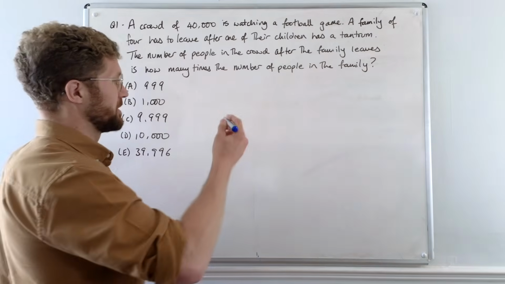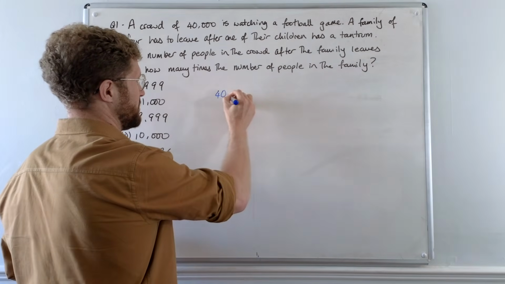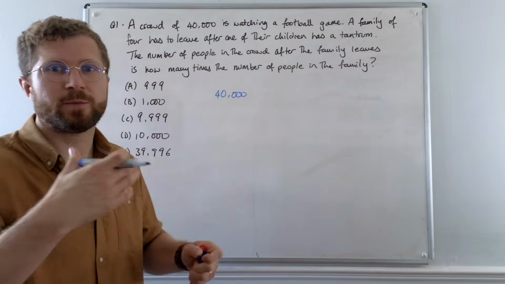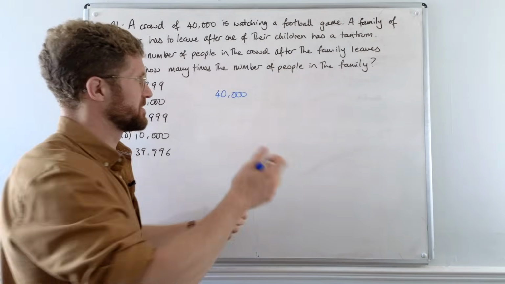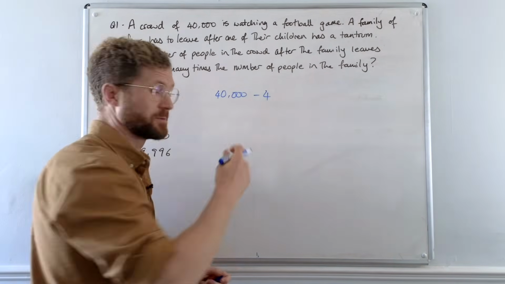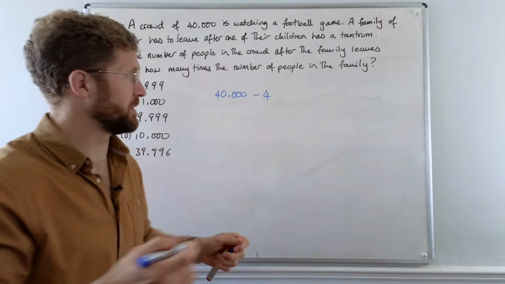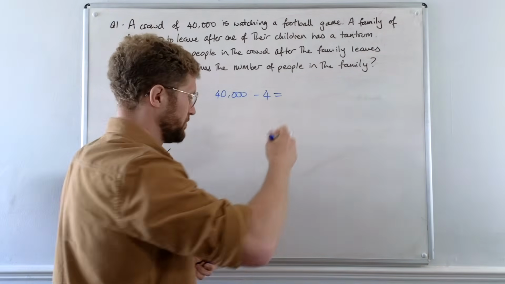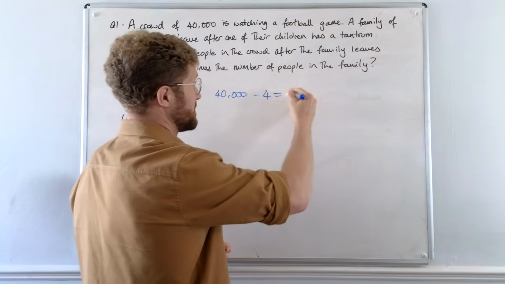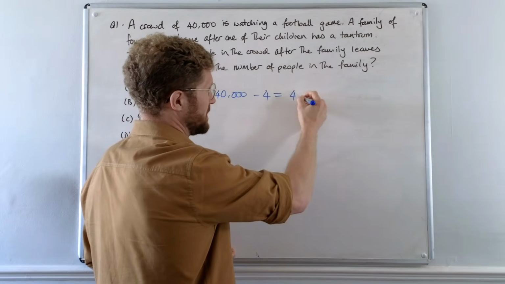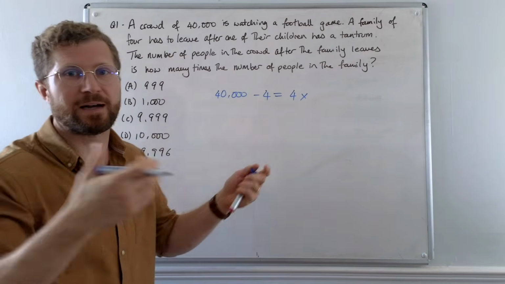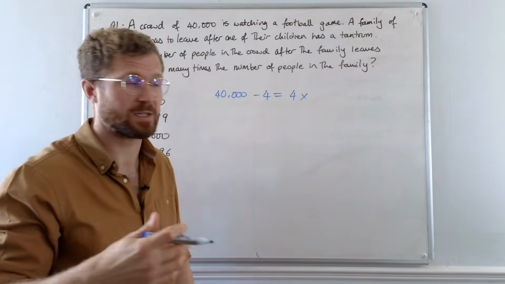So the number of people in the crowd, we could say that's 40,000, but the number of people in the crowd after the family leaves, so this family of four has gone away, is how many times the number of people in the family. The number of people in the family is 4, but we want to know what we need to multiply that by in order to match the 40,000 minus 4 on the other side.